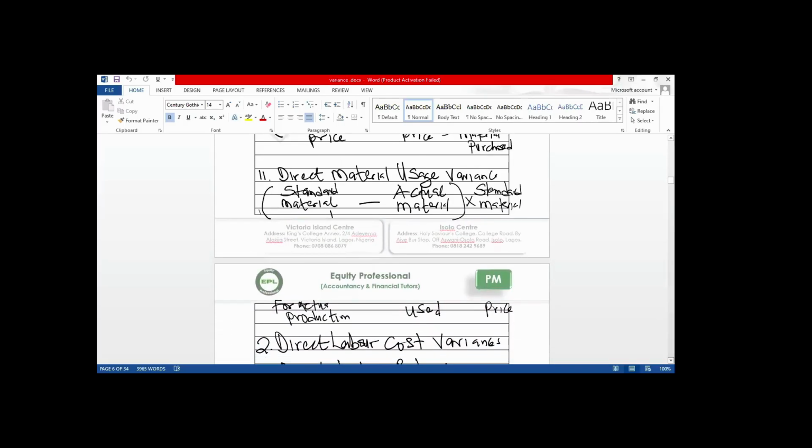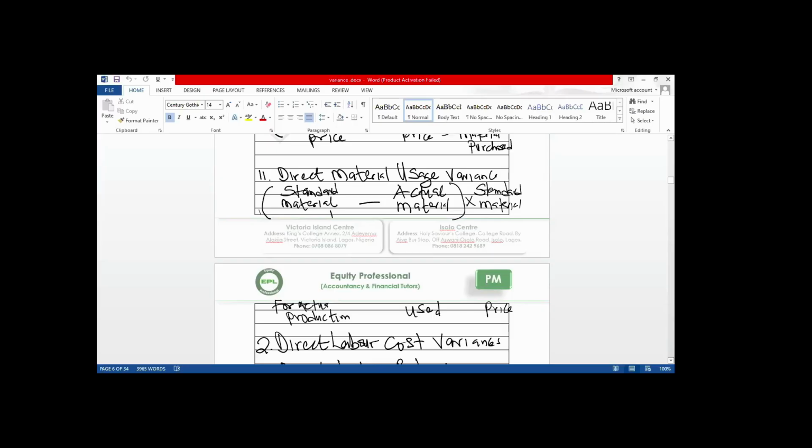Now look at the formula for this. Direct material usage variance, let's define it first. Direct material usage variance is where actual material usage is different from standard material usage. That will give rise to direct material usage variance.